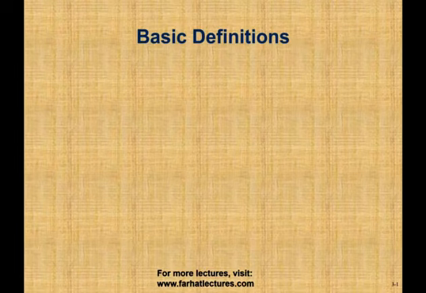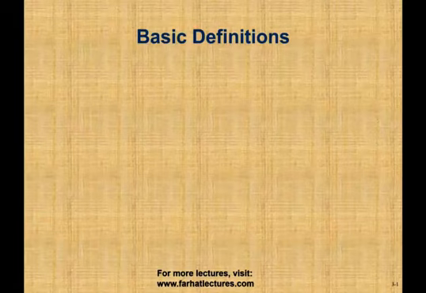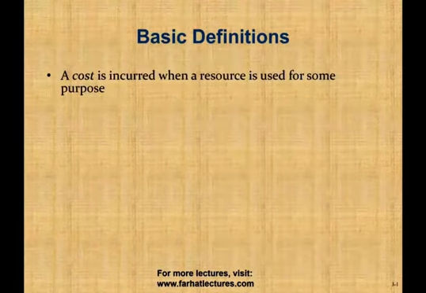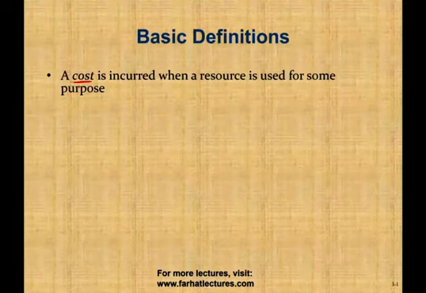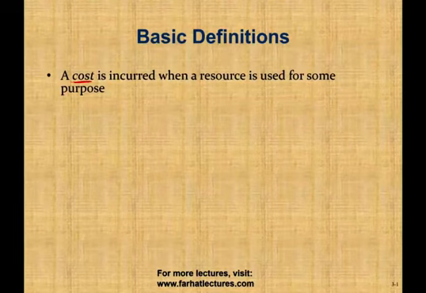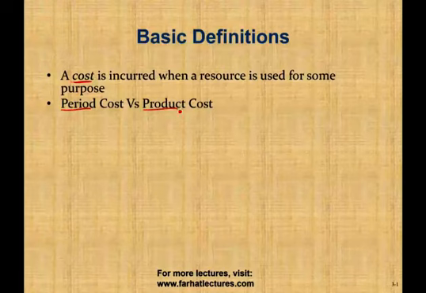This is Professor Farhat. In this session, we're going to learn about basic definitions and terms that deal with cost accounting and managerial accounting. The first thing we're going to learn about is cost. What is a cost? A cost is incurred when a resource is used for some purpose. So basically you are spending or consuming something to serve a purpose. We're going to differentiate between two types of costs. We're going to call one a period cost and the other a product cost.